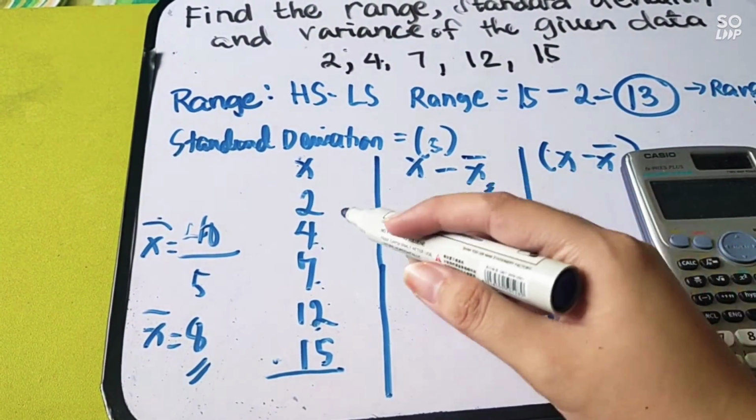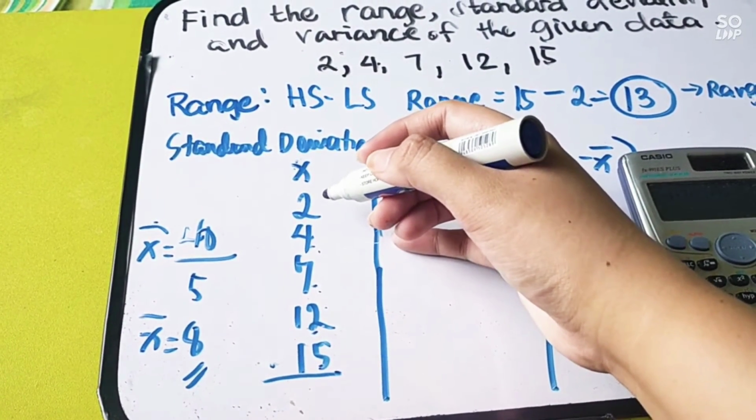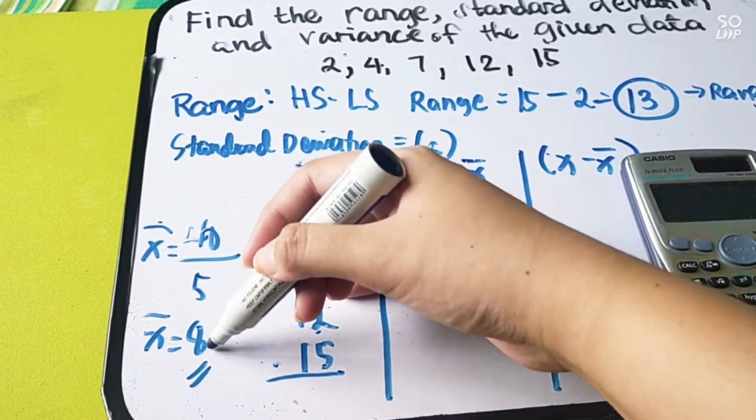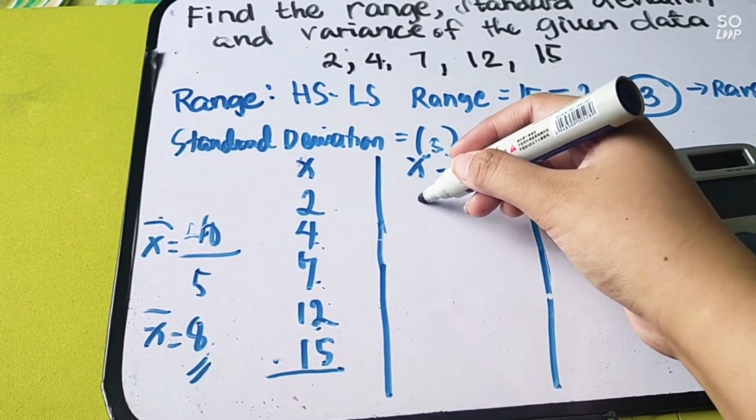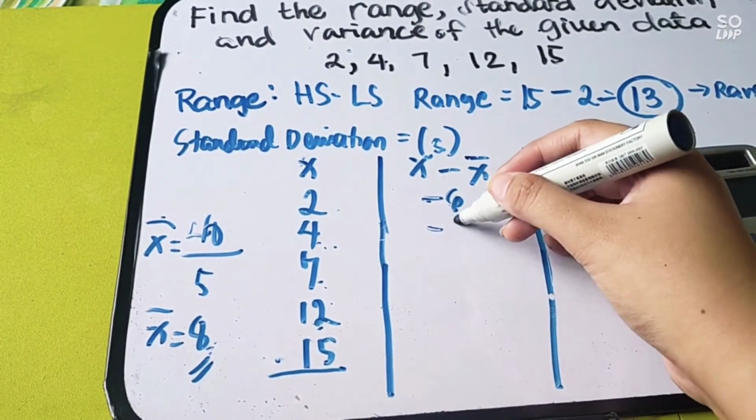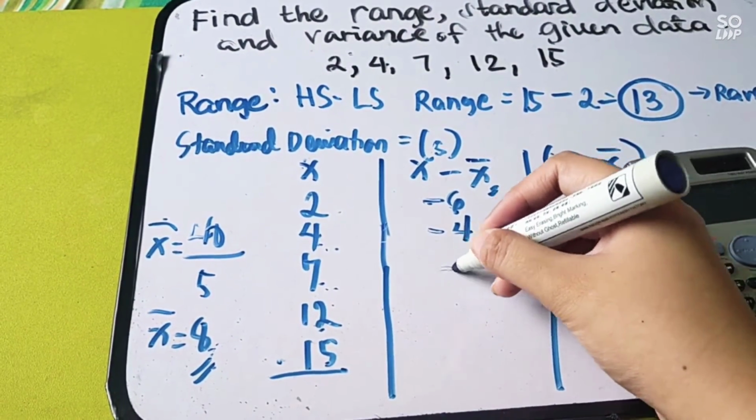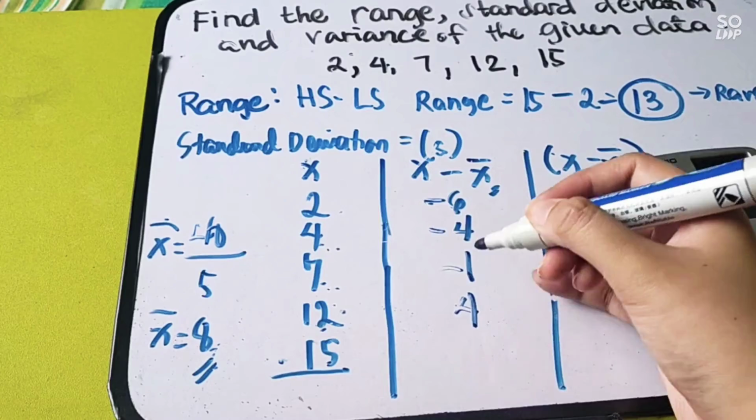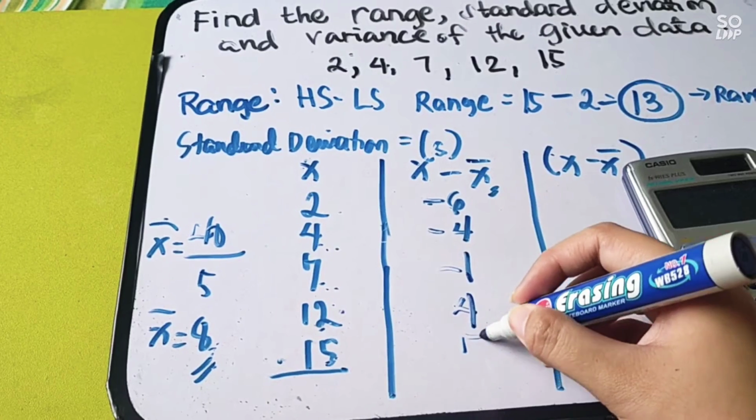So, we are going to find for x minus the mean. So, we have here x. We need to have this one, x minus 8. Ganoon. So, 2 minus 8, the answer here is negative 6. Next, 4 minus 8, the answer here is negative 4. Next, 7 minus 8, the answer is negative 1. 12 minus 8, the answer we have here 4. Next, 15 minus 8, the answer here is 7.